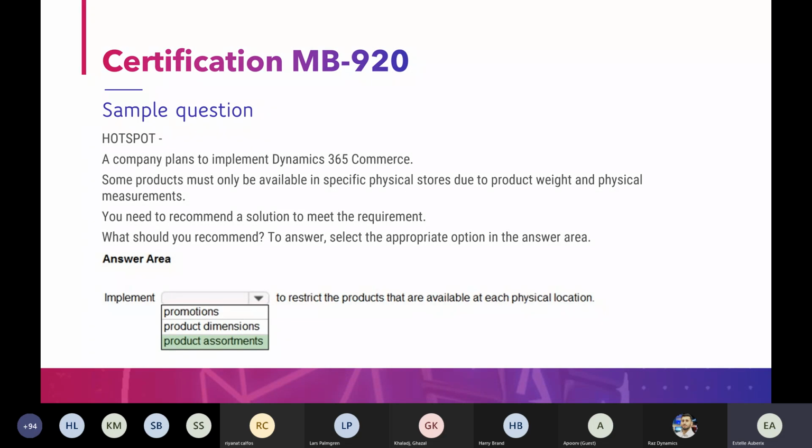But with a product assortment, you can also manage the dimension, because if you create a category of sofa or furniture, that could be a bigger product rather than if you have a category for, say, office furniture or something like that. So that's why the product dimension could be managed by product assortment.